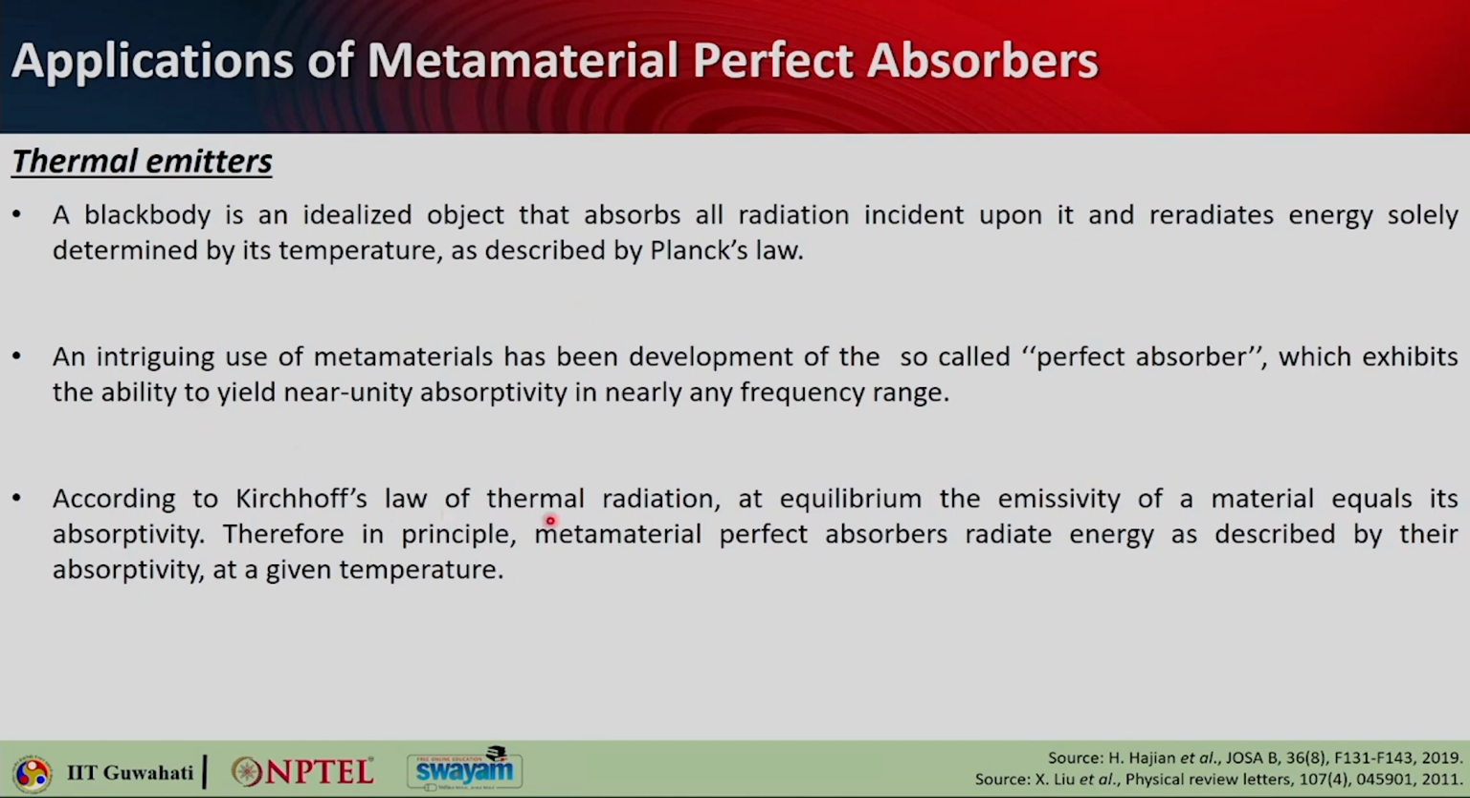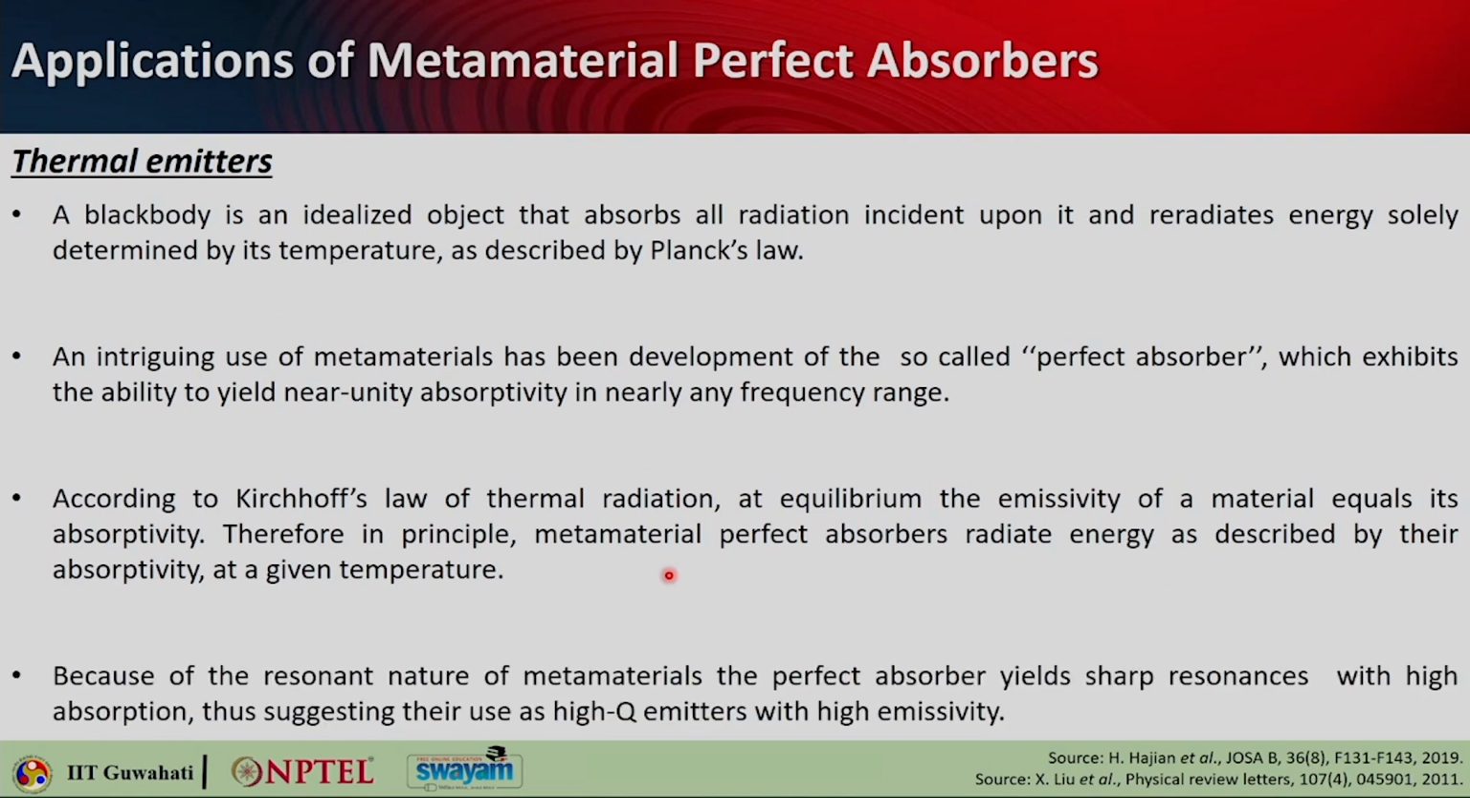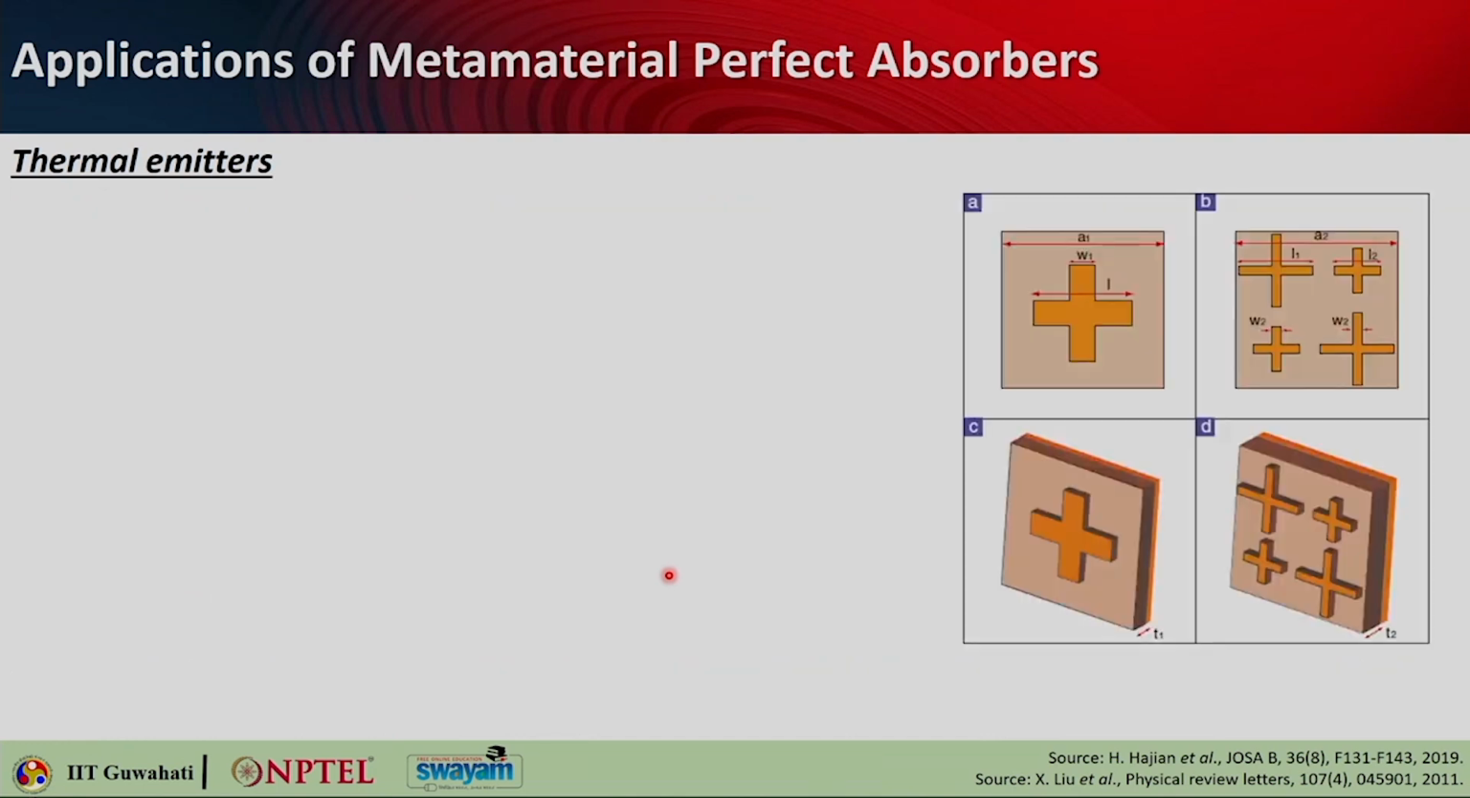Now, according to Kirchhoff's law of thermal radiation, at equilibrium the emissivity of a material equals its absorptivity. Therefore, in principle the metamaterial perfect absorbers can radiate energy as described by their absorptivity at a given temperature. Because of the resonant nature of the metamaterials, the narrowband perfect absorbers yield very sharp resonances with high absorption. That means they will act as very high Q thermal emitters, and they will also have very high emissivity. So, that way you can make very high Q, high emissivity thermal emitters.